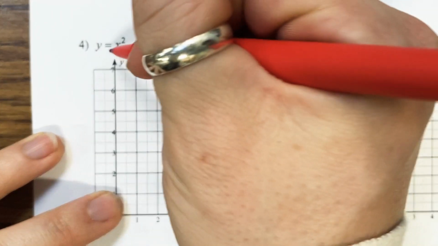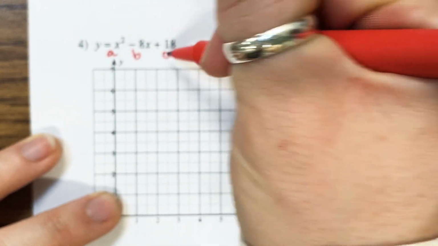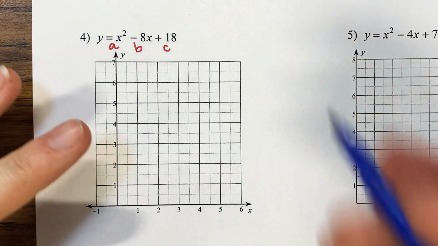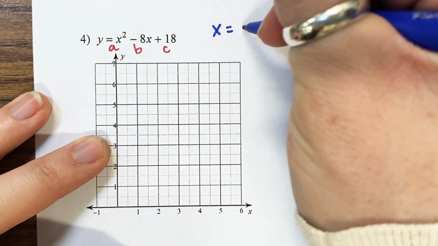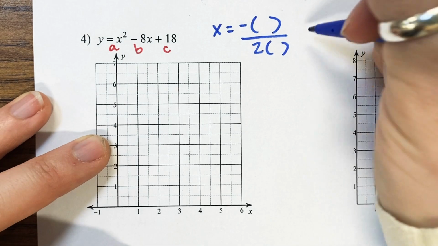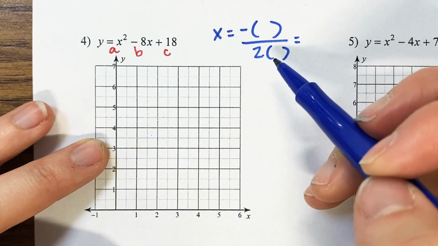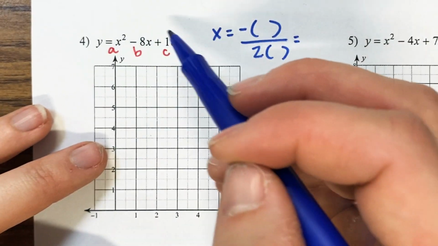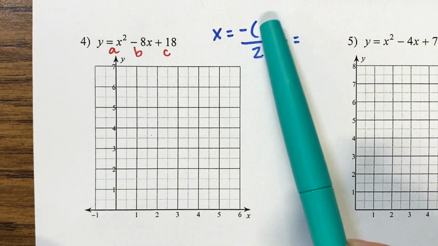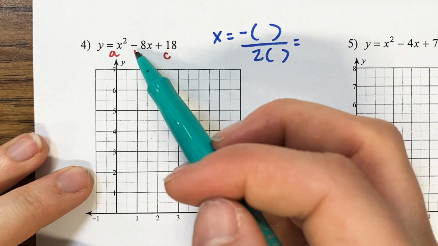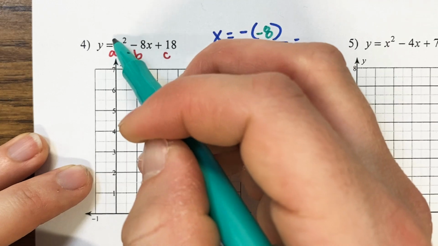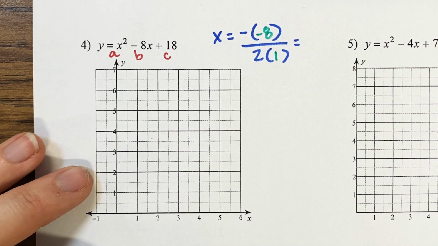Okay, so let's label it A, B, and C. Okay, so we know our first step is to find x. So we know x equals negative b over 2 times a. That was the formula. Okay, but instead of b's and a's, I'm going to put spaces because we know our b and a's, right? So on top is my b. So what's my b? Negative 8. And on bottom is my a, which again is 1.